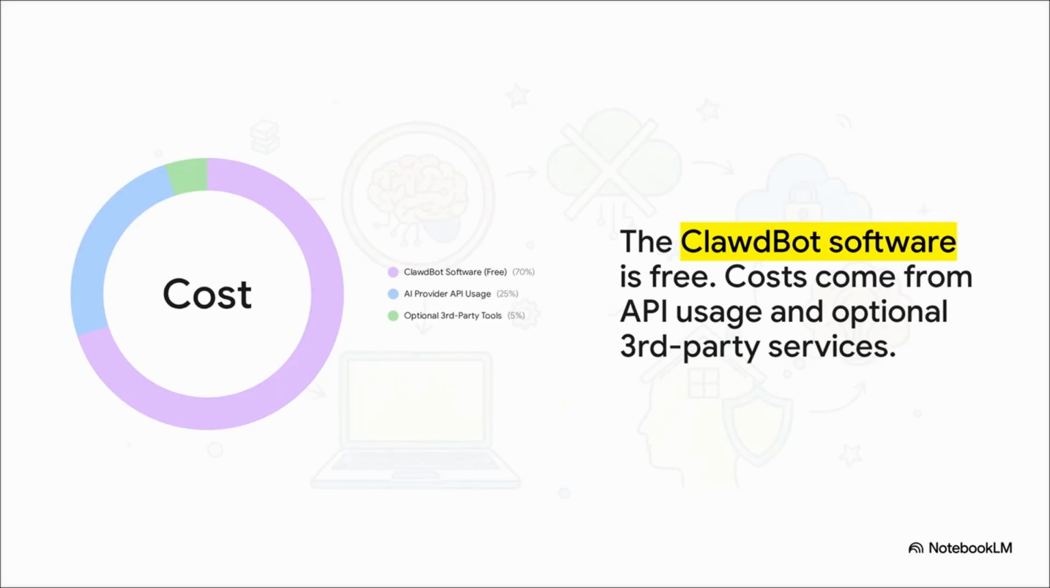So, what's this going to cost me? Well, the ClawdBot software itself is 100% free and open source, which is awesome. The only cost you'll have is for the API usage with whatever provider you pick, like Anthropic or OpenAI. So basically, you only pay for what you use. The more you use it, the more it costs, but it's totally up to you.